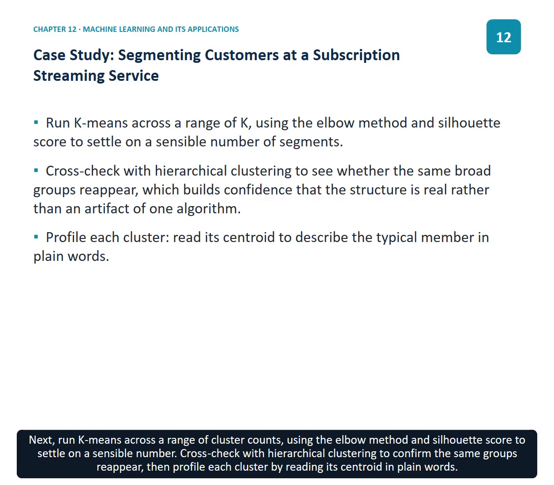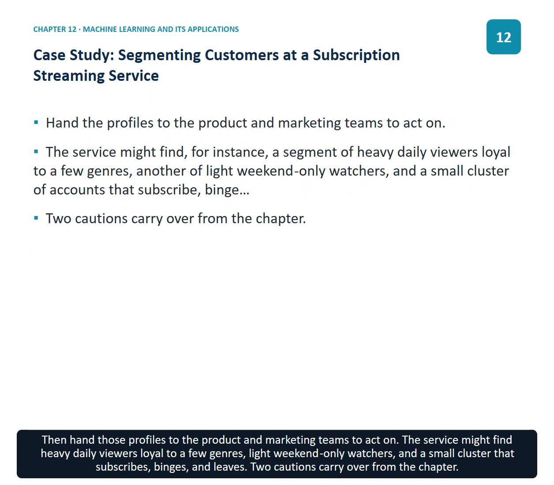Cross-check with hierarchical clustering to confirm the same groups reappear, then profile each cluster by reading its centroid in plain words. Then hand those profiles to the product and marketing teams to act on. The service might find heavy daily viewers loyal to a few genres, light weekend-only watchers, and a small cluster that subscribes, binges, and leaves. Two cautions carry over from the chapter.